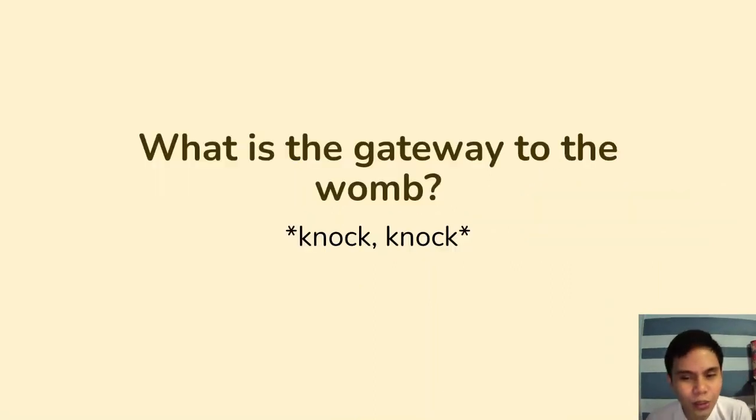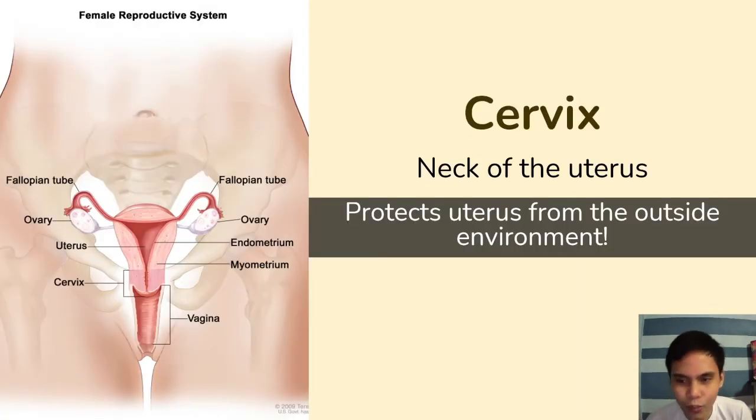So what is the gateway to the womb? Knock, knock. The gateway is called the cervix. It's the neck of the uterus, so it protects the uterus from the outside environment, which means that you're not supposed to get anything through there.